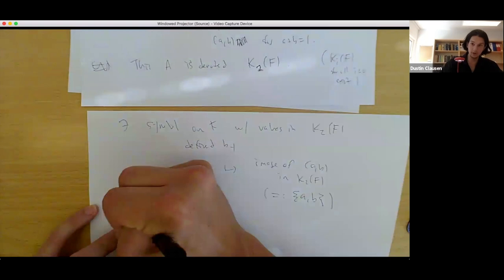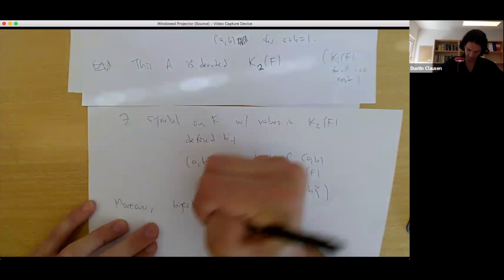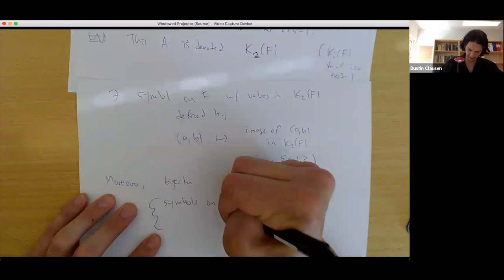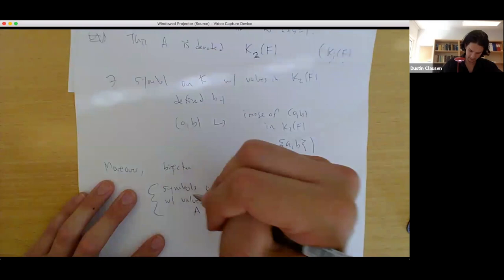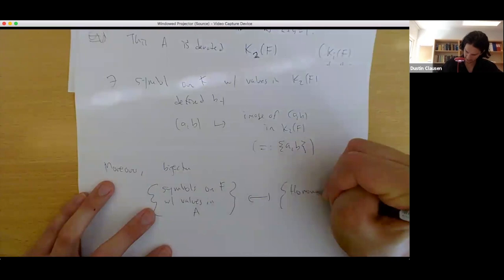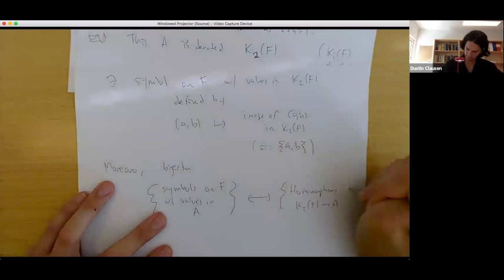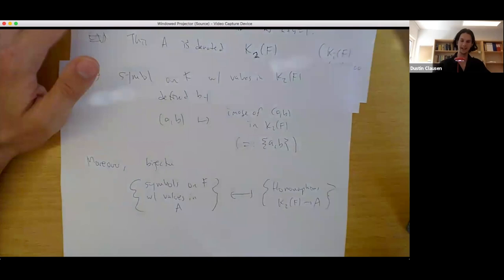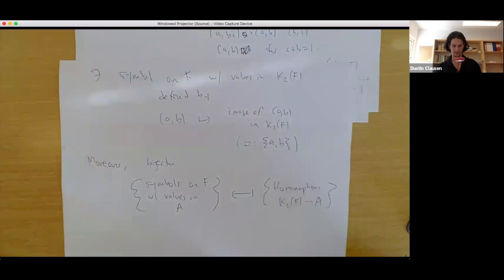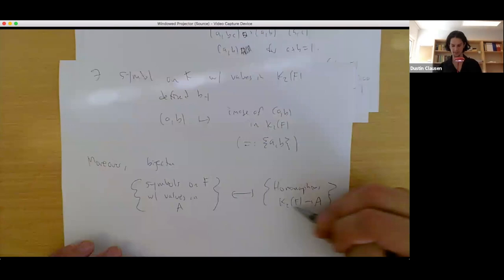So moreover, there is a bijection between symbols on F with values in A, an arbitrary abelian group A, and homomorphisms of abelian groups from K2 of F to A. And A is no longer the specific thing which I now call K2 of F. A is now a general abelian group. So giving a symbol on F with values in A is just the same thing as giving a homomorphism from the specific abelian group. And the bijection is given by composing with the universal symbol.